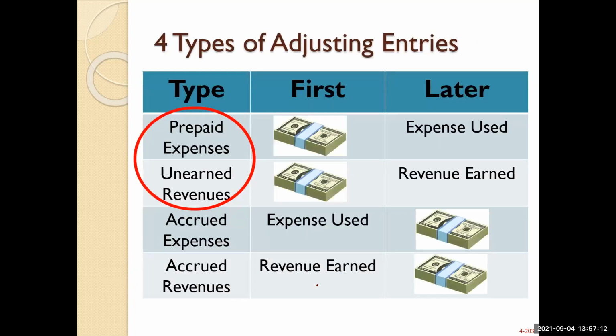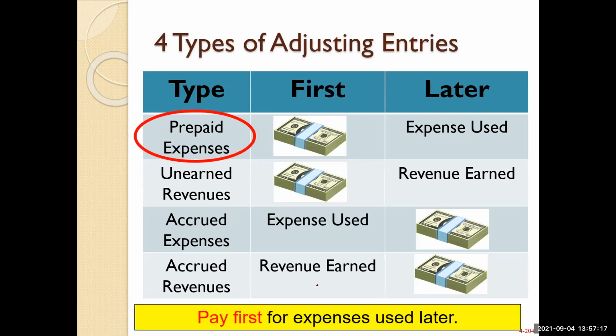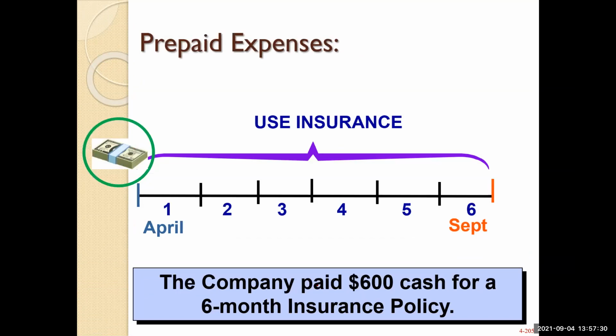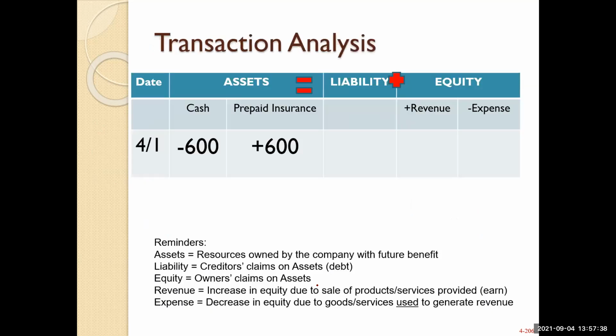So we're going to start first in this video looking at prepaid expenses and unearned revenues. And we're going to start first with prepaid expenses. We learned in our last class that prepaid expenses are when you pay first for expenses used later. And the example we looked at was insurance. We pay first for an insurance policy that's going to cover us for the next 6 months. And when we first purchased that insurance policy, this was the transaction analysis we did. We had one asset, cash, going down, one asset, prepaid insurance, going up.